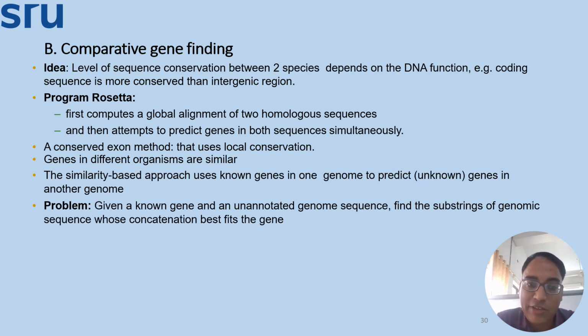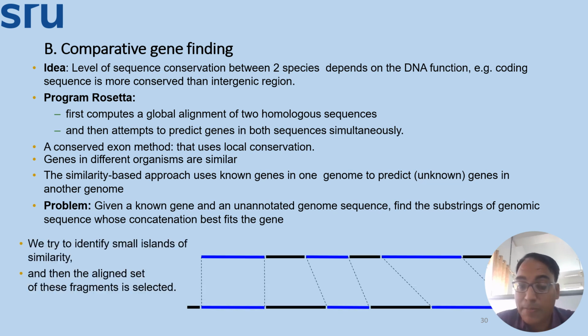The problem is: given a known gene and an unannotated genome sequence, find the substrings of the genomic sequence whose concatenation, when I link them together, should give me the desired gene. That is what it means. These are small segments, which I'm calling islands, islands of segments on a big genome, so that if I combine them together, I'll get the desired gene.